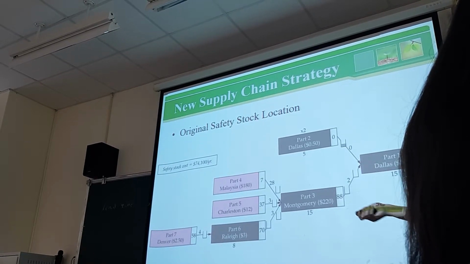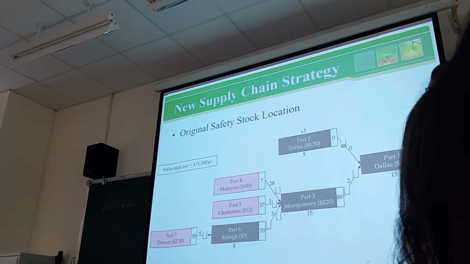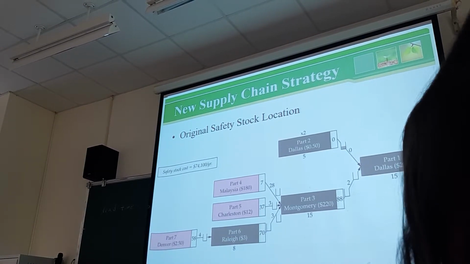So how to improve that? For example, how to improve part 7, and part 6, and part 3? How to improve the whole system? Any ideas?